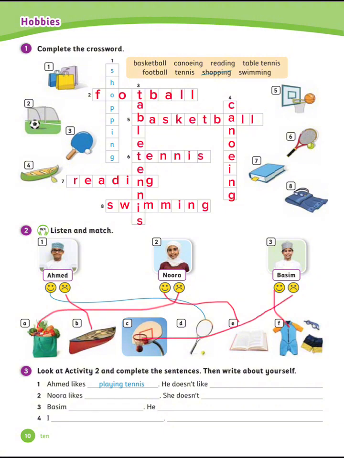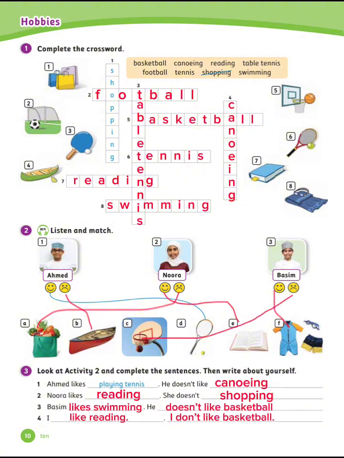He doesn't like canoeing. Number 2. Noura likes reading. She doesn't like shopping. Number 3. Basim likes swimming. He doesn't like basketball. For number 4, you will write about the things you like doing and the things you don't like. Let's see my answer. I like reading. I don't like basketball.